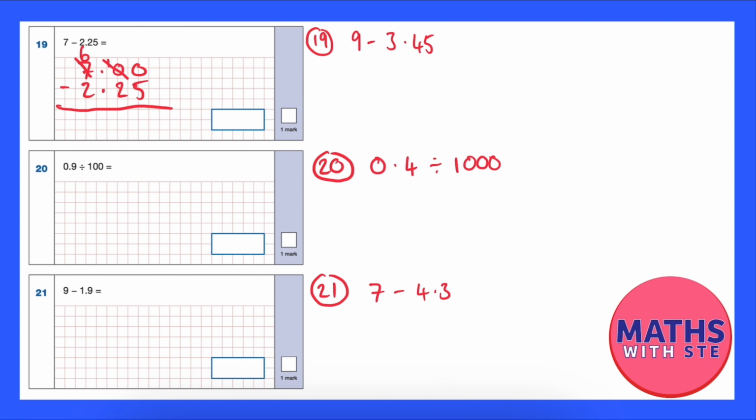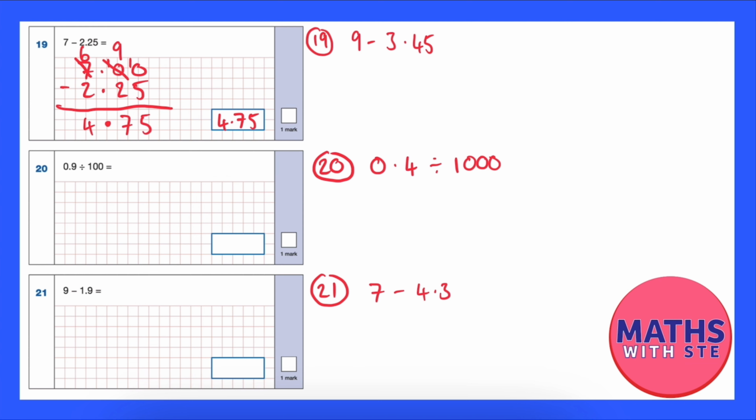Now I can borrow from there. So that becomes a 9. And then this one becomes a 10. Great. So 10 take away 5 is 5. 9 take away 2 is 7. Put your point in. 6 take away 2 is 4. So the answer to that one is 4.75.